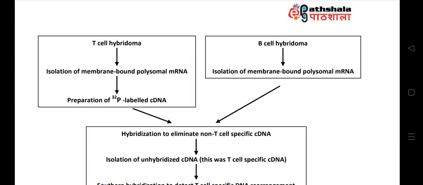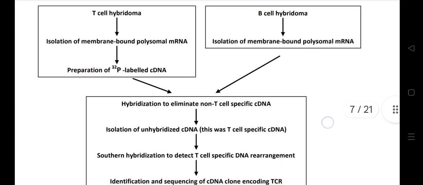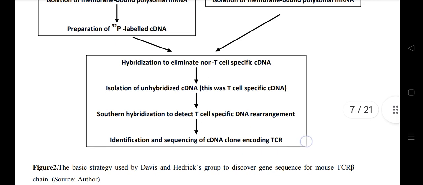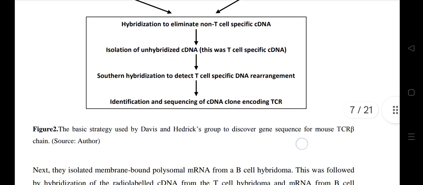T-cell hybridoma, isolation of membrane-bound polysomal mRNA, preparation of 32P-labeled cDNA. B-cell hybridoma, isolation of membrane-bound polysomal mRNA, hybridization to eliminate non-T-cell-specific cDNA, isolation of unhybridized cDNA, this was T-cell-specific cDNA, Southern hybridization to detect T-cell-specific DNA rearrangement, identification and sequencing of cDNA clone encoding TCR.